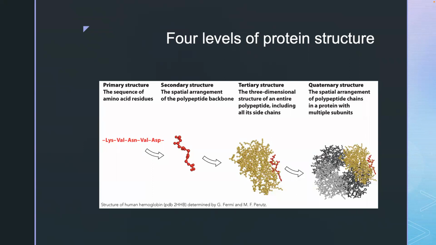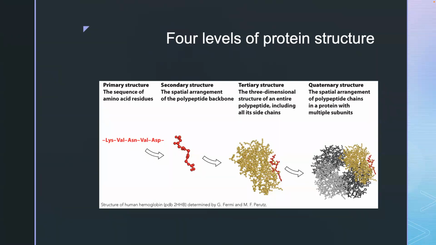All right, so there are 4 levels of protein structure. So you have your primary structure, and so this is going to be the sequence of amino acid residues. You have your secondary structure, which is going to be your spatial arrangement of that polypeptide backbone. Then you can have your tertiary structure. So this is where you start to get into the 3D structure of an entire polypeptide, and you take into account those side chains.